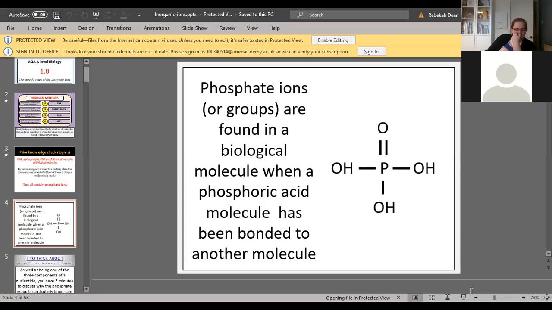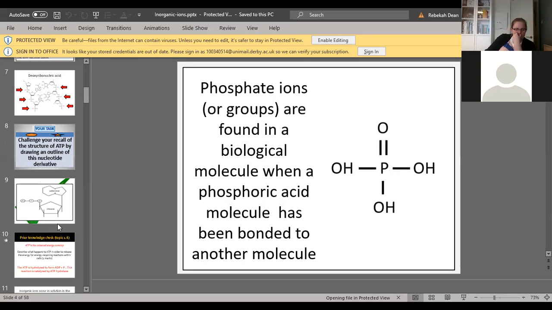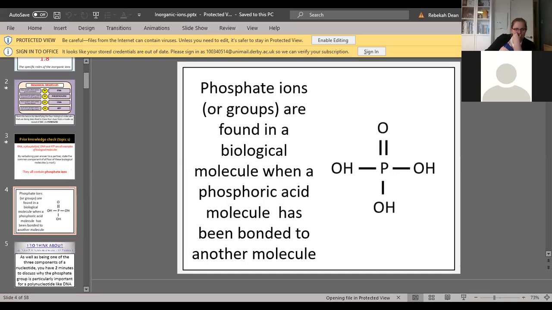Here we go. Oh, I need to share this actually, I've just realised. Escape that. Screen share. Why is this not sharing?